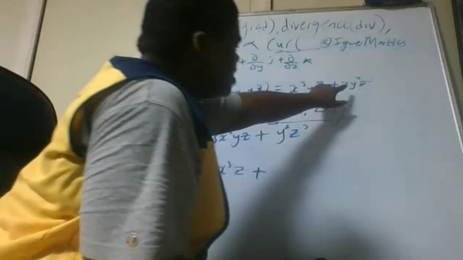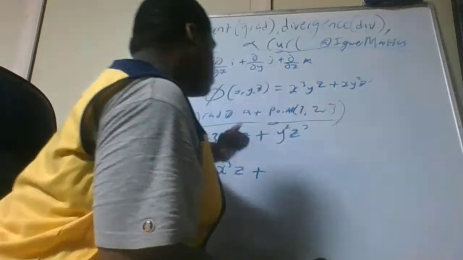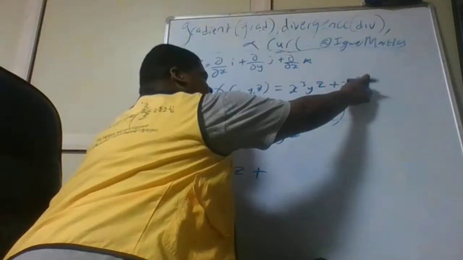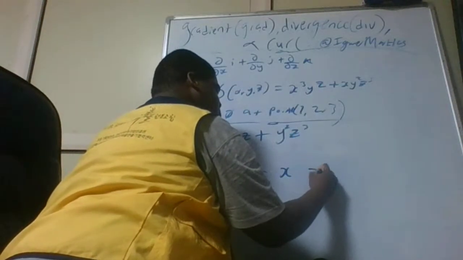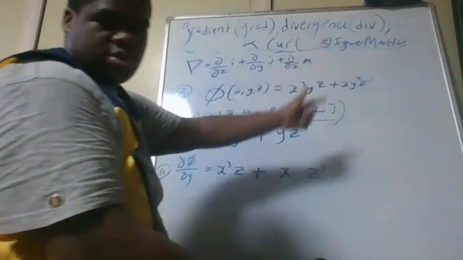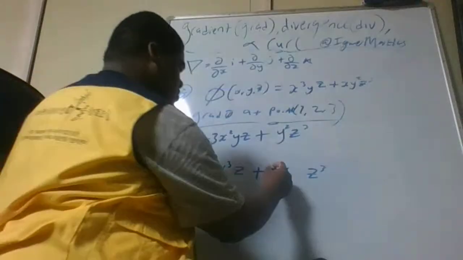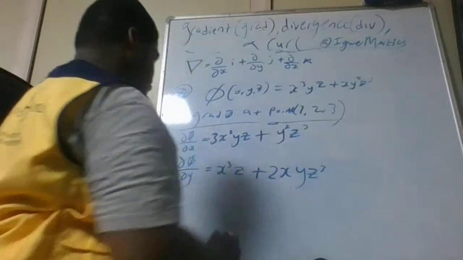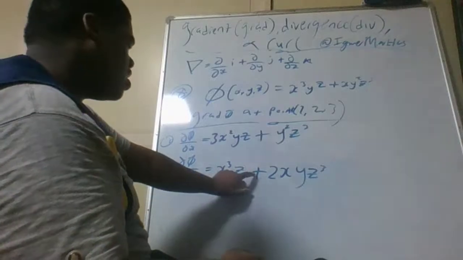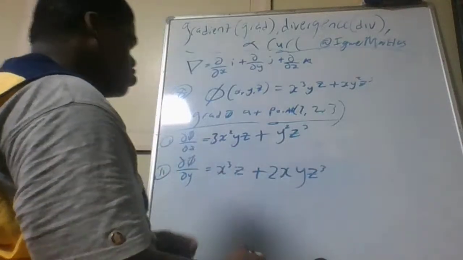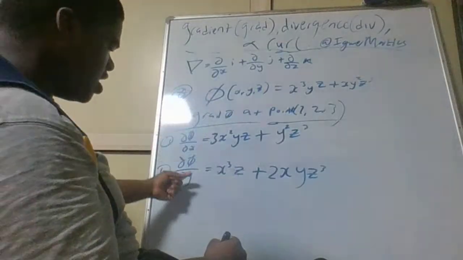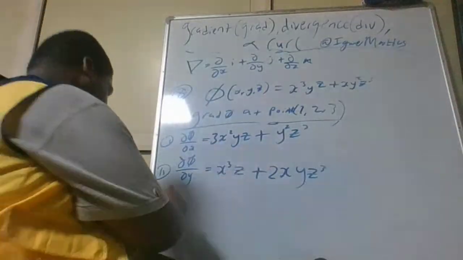Plus, let's differentiate x y squared z cube with respect to y. Remember, x and z cube are constants. And if you differentiate y squared with respect to y, you're going to have 2y. So you're multiplying by 2 and by y. So the partial derivative of 5 with respect to y is equal to x cube z plus 2x y z cube. You can see that our answers for the two of them are different. This one is related to the x axis, this one is related to the y axis.